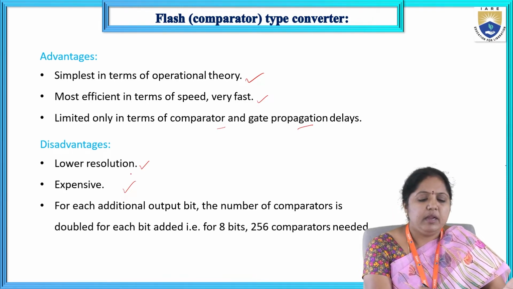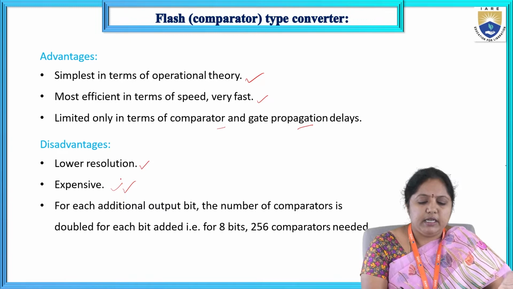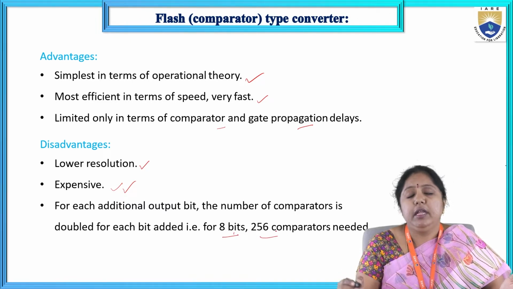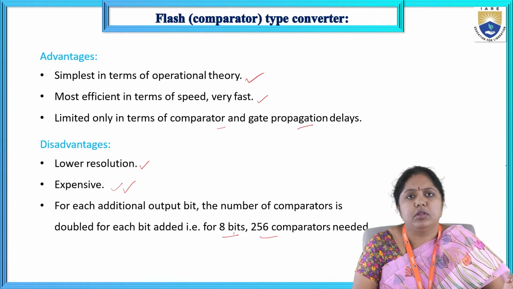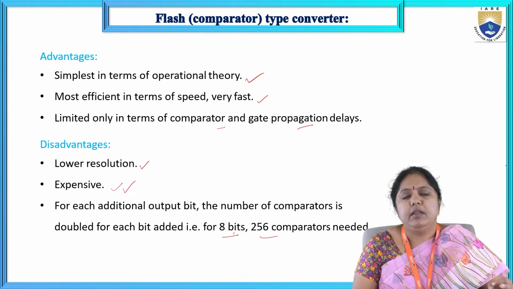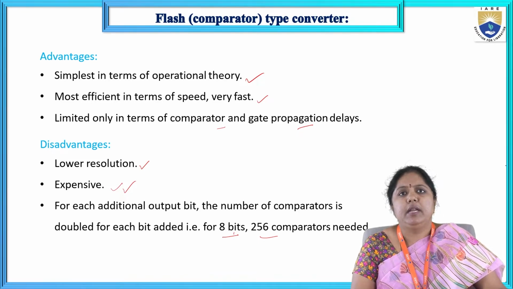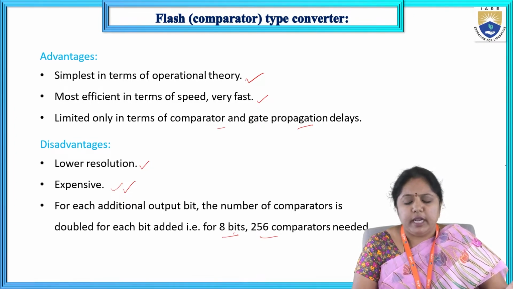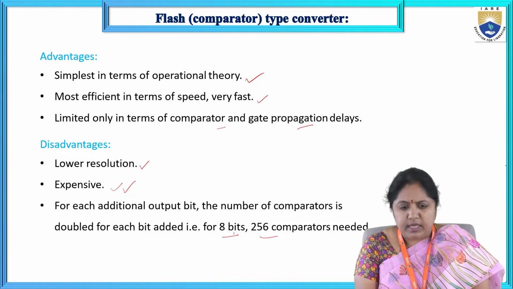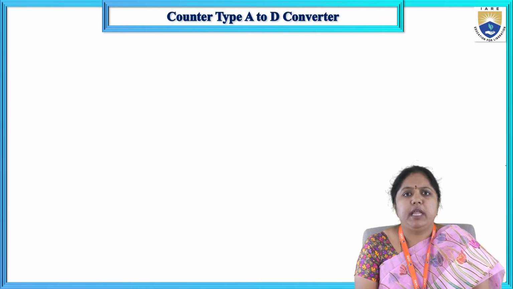So obviously it is more expensive. And at the same time, suppose it is 8 bits, I need to take 256 comparators. This is a drawback. Circuit complexity is more, cost is also more, right? Due to this, obviously, we will get a lot of power dissipation in the entire model. So that's why we go for another type, the counter type of ADC.